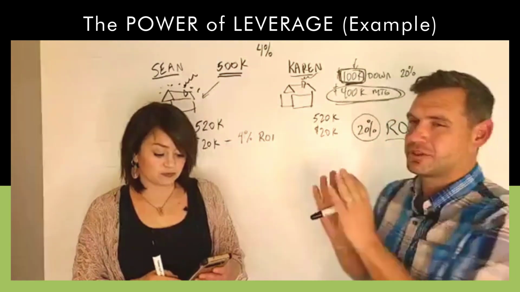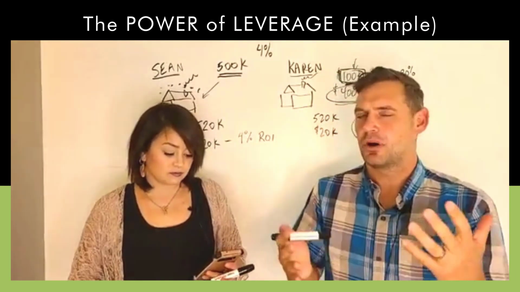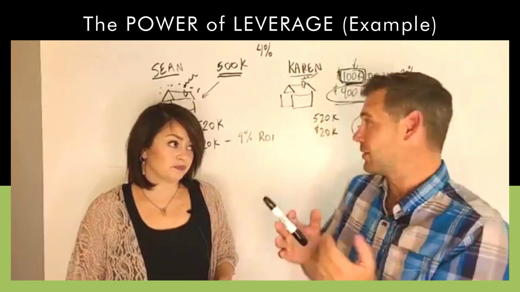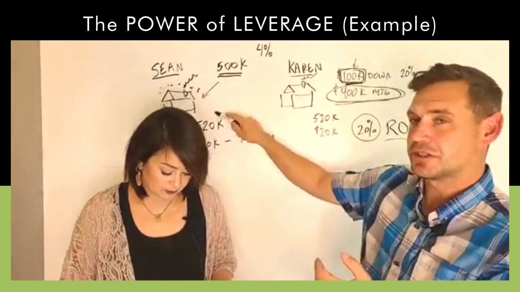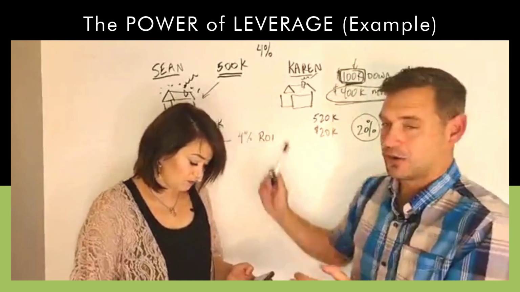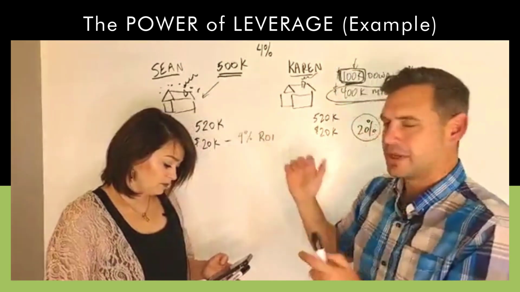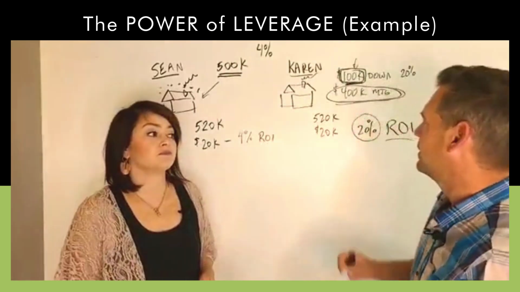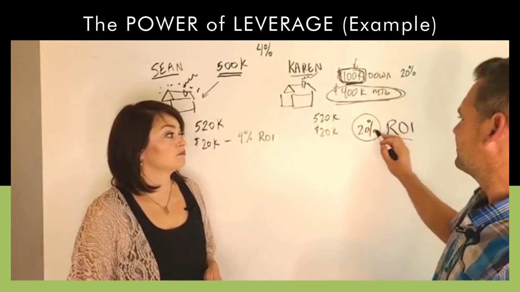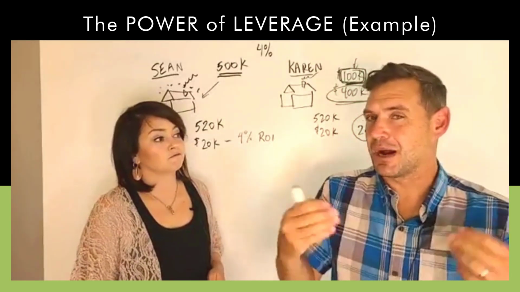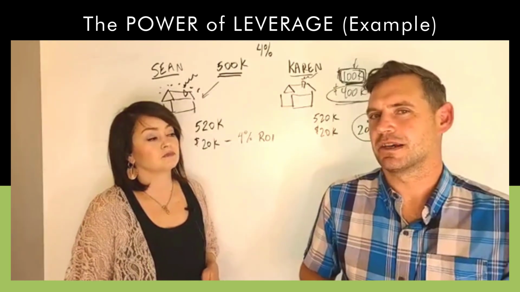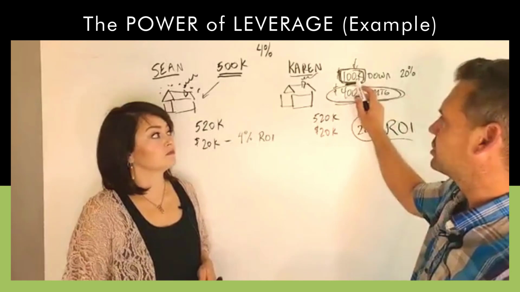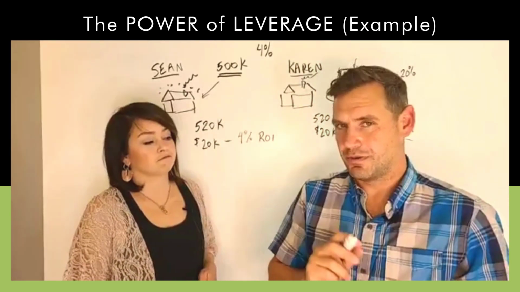Now, here's the key to all of this, okay? So we've kind of just simply touched the power of leverage. But now there's so much more to this, okay? So Sean spent all his money on this house for $500,000. Goes up, he made 20 grand, he made a 4% ROI. Good for Sean. Karen, in this case, made a 20% return on investment, but how much of her $500,000 did she invest? She only invested $100,000, okay? So she still has $400,000 more to invest.